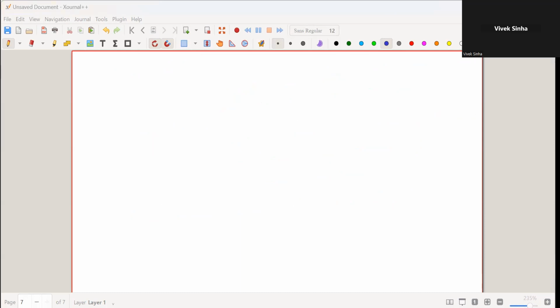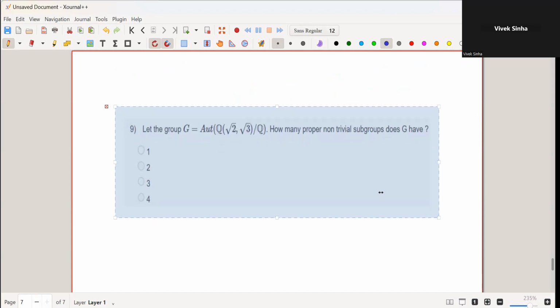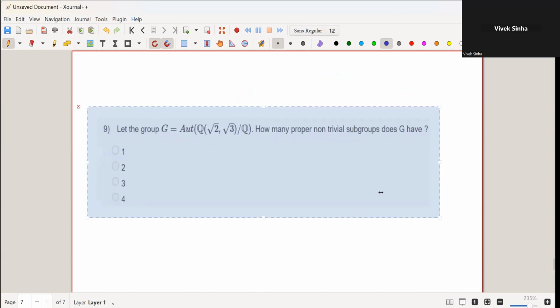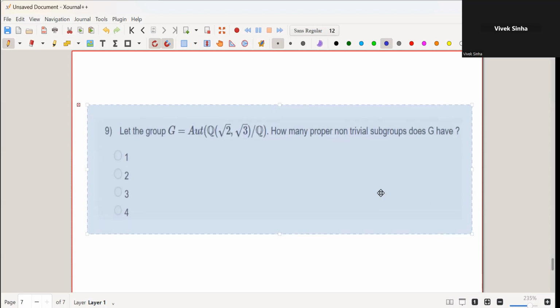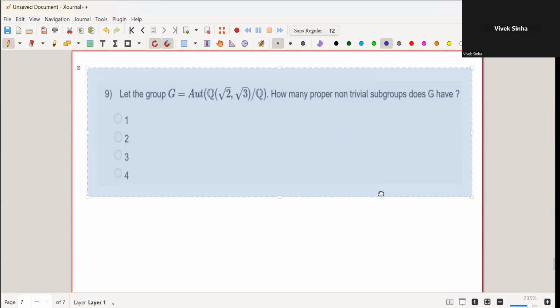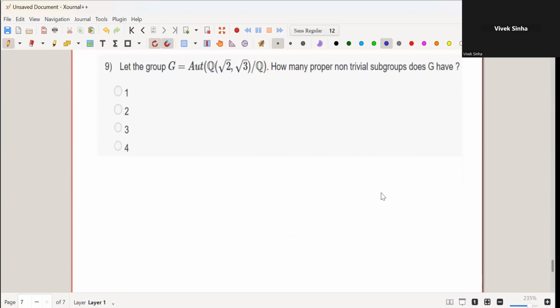So the next question says, let G be the automorphism group of Q(√2, √3) over Q. How many proper non-trivial subgroups does G have?